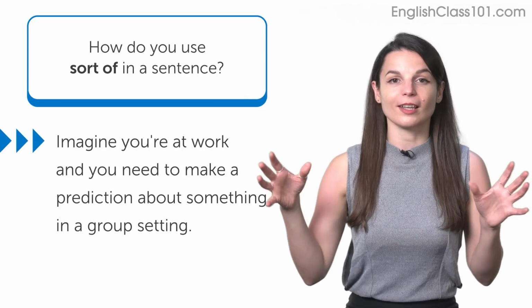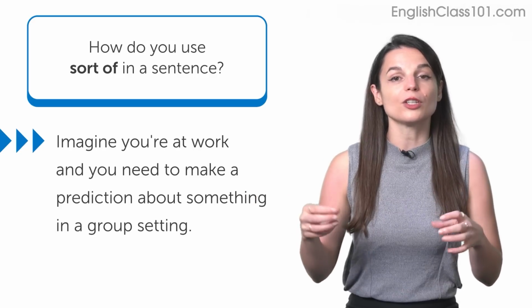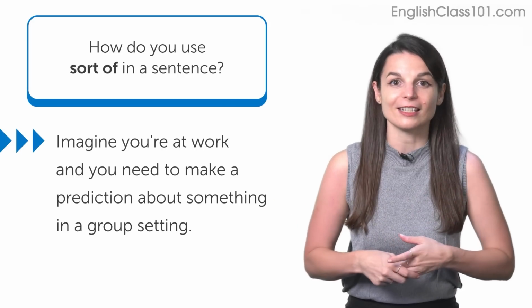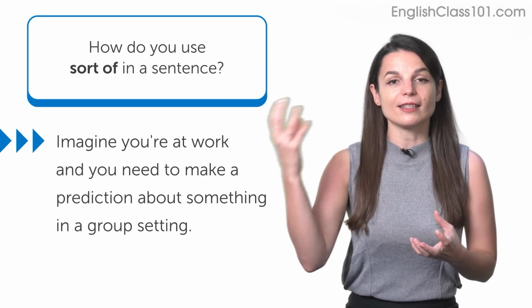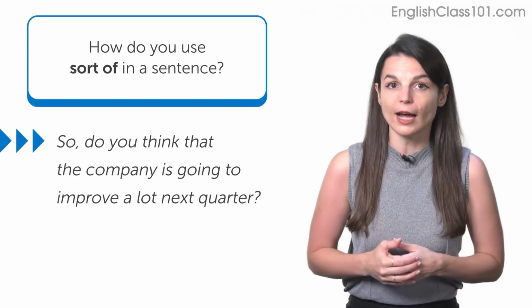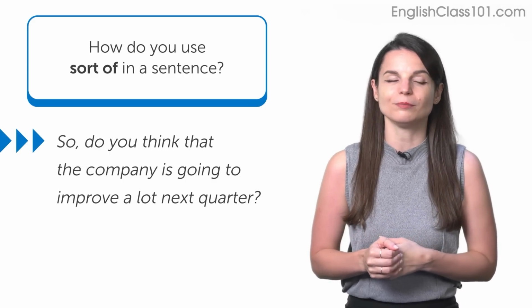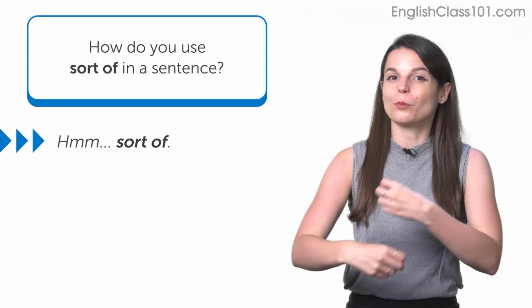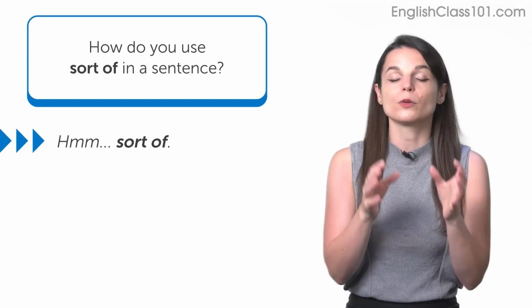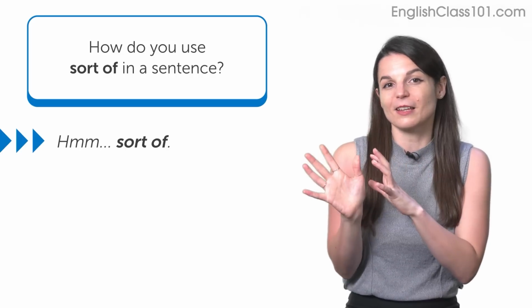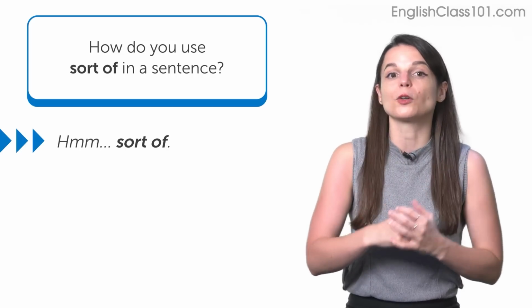Here's another situation where you might use "sort of" in this way. Imagine you're at work and you're in a situation where you need to make a prediction about something, and many people are sharing their different ideas. One person might say to you, "So, do you think that the company is going to improve a lot next quarter?" You might say, "Sort of," which means that's a little bit true, but a little bit not true. So "sort of" can be used as a response in this way to mean that something is in some ways correct and in some ways not quite correct.